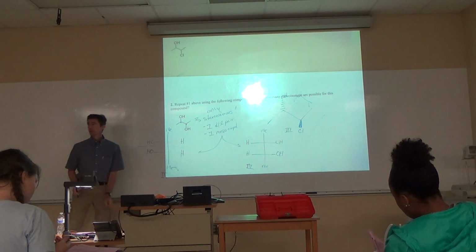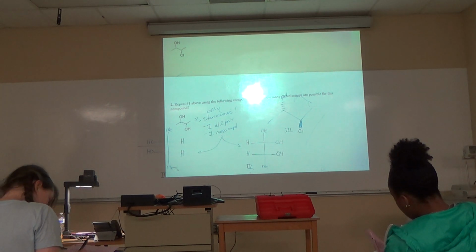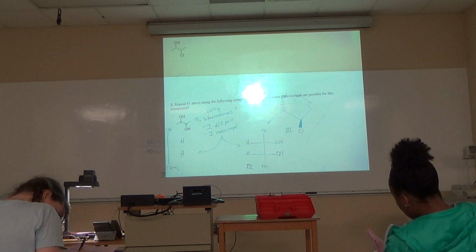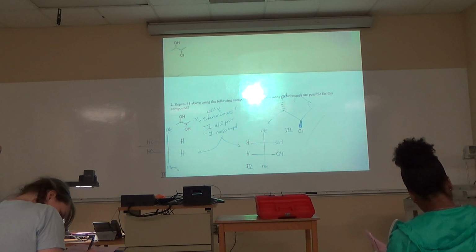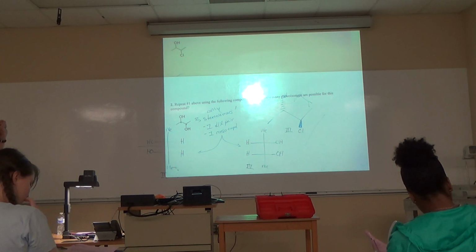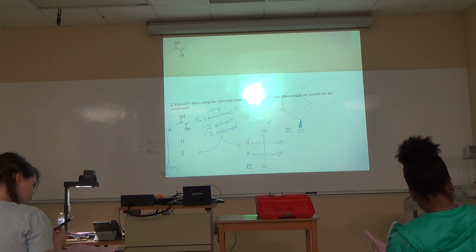That's called a meso compound. A meso compound is a compound that has chiral carbons. Everybody agree it has chiral carbons? It's got 2 chiral carbons. But as a whole, the compound is not chiral because it has a plane of symmetry as a whole.